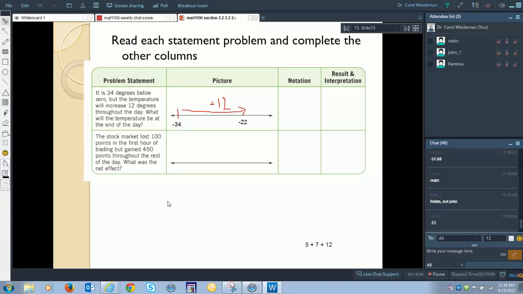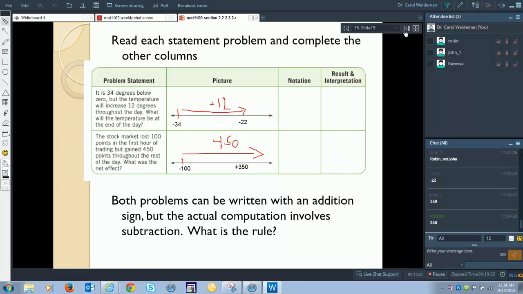Okay. And then this one said the stock market lost 100 points in the first hour of trading but gained 450 throughout the day. What was the net effect? Okay, so it started at negative 100, and then it went up 450. So we ended up at, Caressa's right, positive 350. Great.